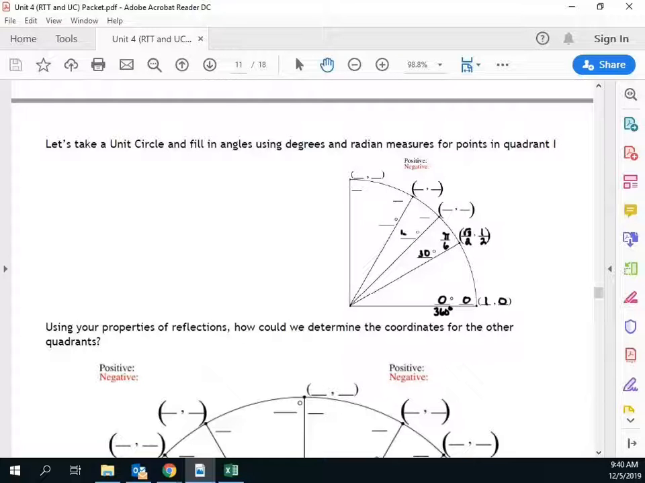Next angle up, 45 degrees, which is what in radians? It is pi over 4. And using our triangle we had earlier in the little exercise, what was the coordinates at pi over 4 or 45 degrees? The same on both, right? Because we discussed it being right in the middle.